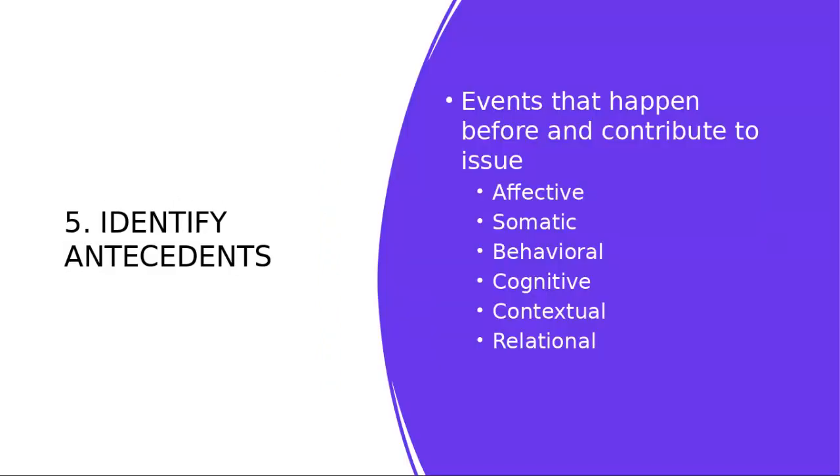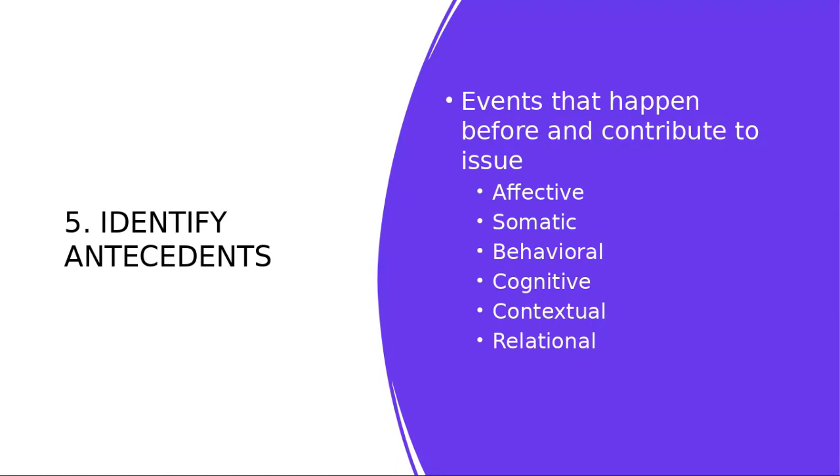Next, you'll want to identify the antecedents. So you want to figure out what happens before the problematic behavior occurs that could be contributing to that behavior. And so there are lots of different categories of antecedents. The antecedent might be affective, meaning it might be some emotion that triggers the behavior. So the behavior is overeating. When I feel depressed, I overeat. When I feel lonely, I overeat.